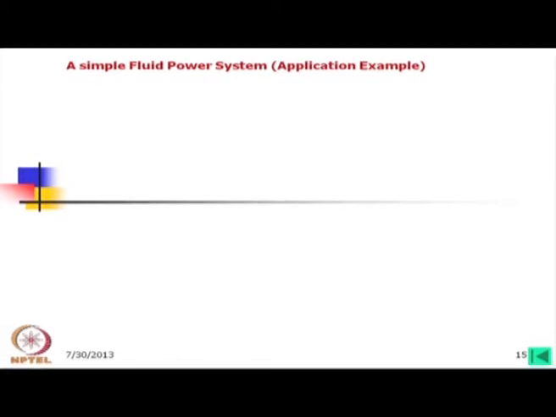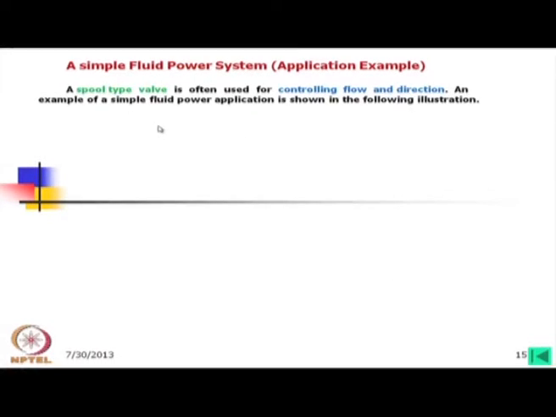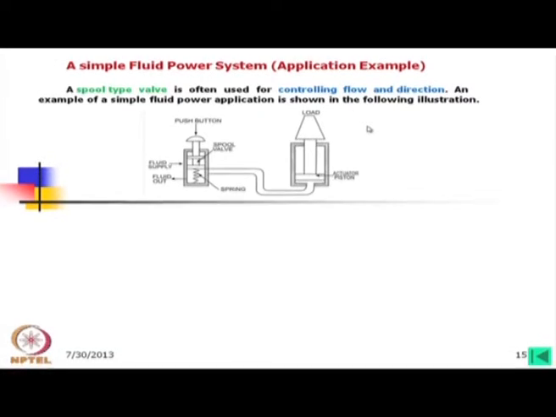A simple fluid power system application example: a spool type valve is often used for controlling flow and direction. An example of a simple fluid power application is shown in the following illustration. What is there? We find a load is being lifted and there is a valve. This valve is a simple push button type. Now, fluid supply is here. If we push down, then this fluid will go to the system. If we again remove the pressure on the push button, then this fluid will go out.